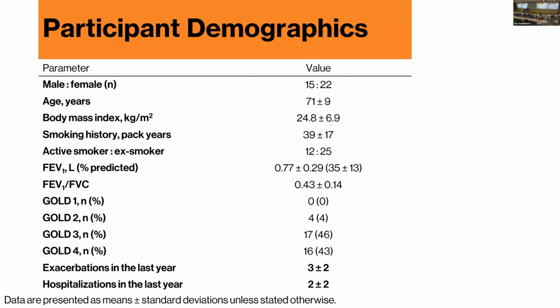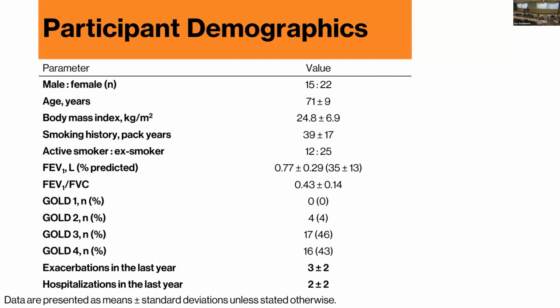Of those participants who were recruited, we had a little more female participants than male participants. They're about 71 years of age. We have a misleadingly average BMI here, but I'll tell you that the majority of them are actually on the lower end. They have a pretty high smoking history. There was a good mix between active smokers and ex-smokers. The majority of patients had a diagnosis of GOLD 3 or GOLD 4 COPD.